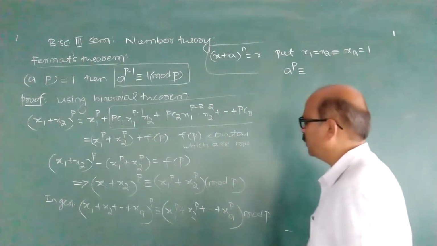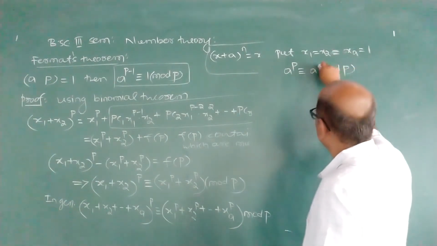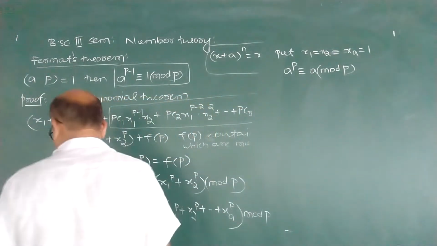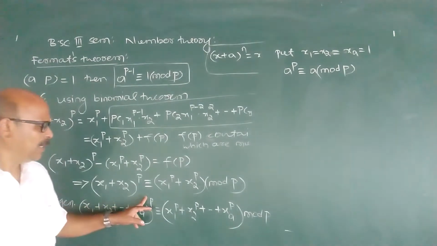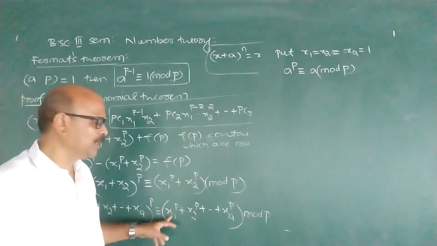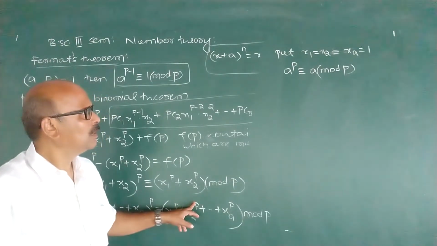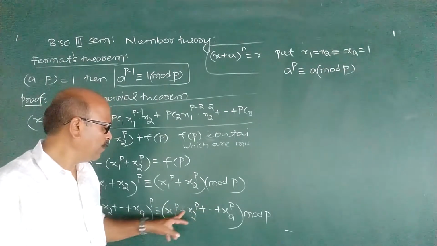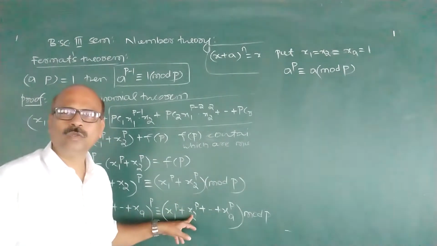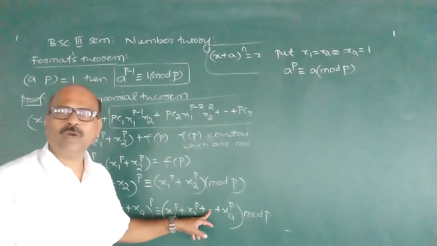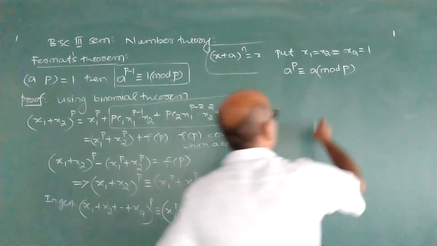A raised to P is congruent to A mod P. Correct? Because A is 1 plus 1 plus 1, P times. So A raised to P is 1 raised to P, again 1 raised to P is also 1, and so on. 1 plus 1, A times, what do you get? A. 1 plus 1, 2 times is 2, 1 plus 1 plus 1, 3 times is 3, A times 1 means A. It is A mod P.